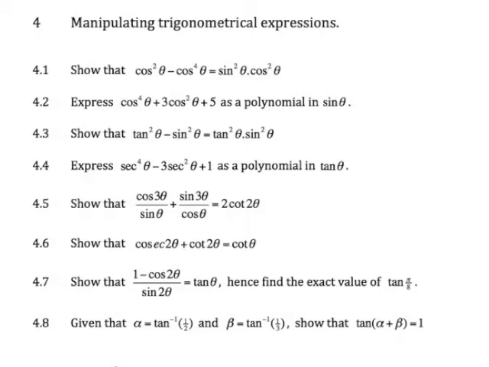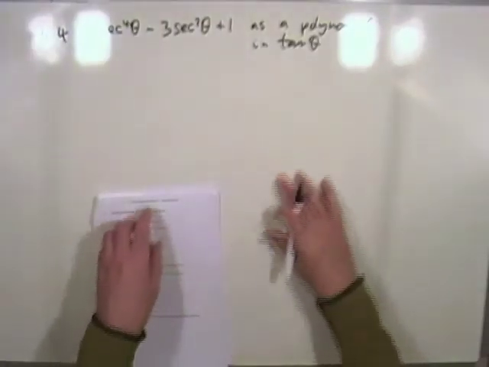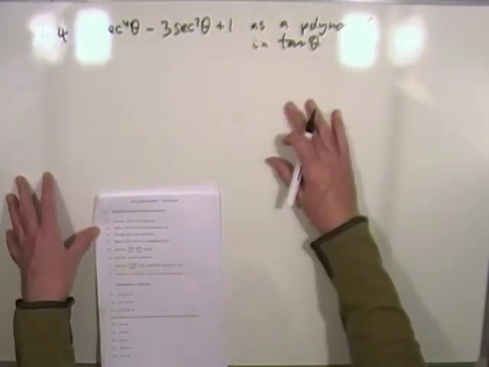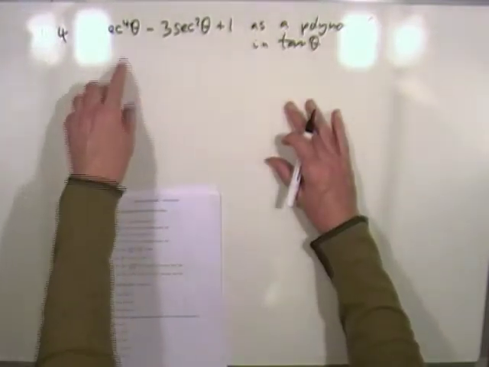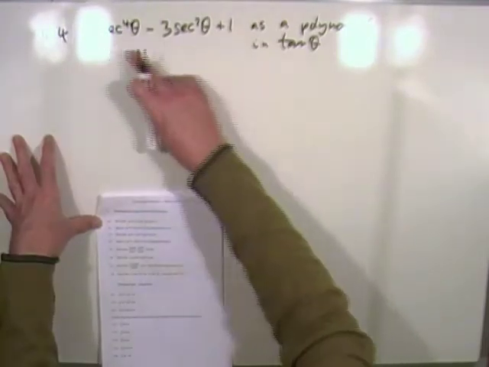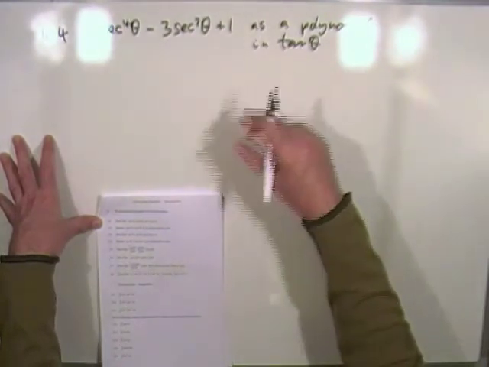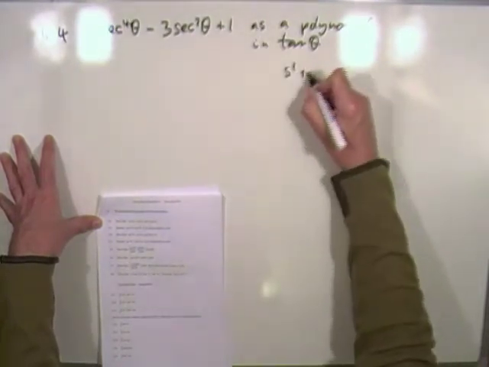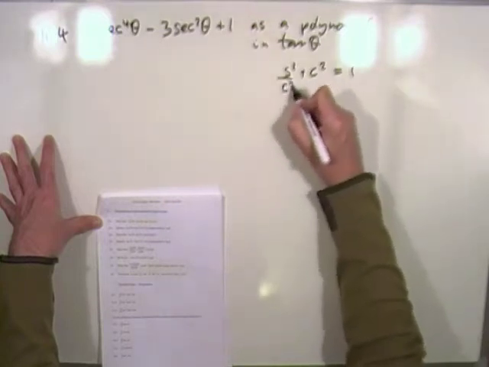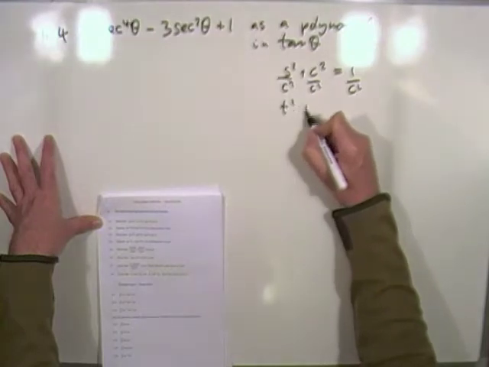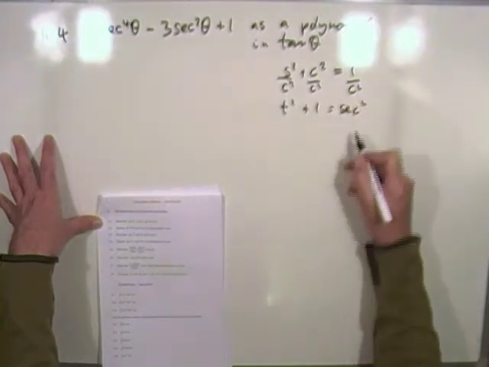And question 4.4. 4.4 now. This time using the reciprocal of cosine, the secant. So here's a polynomial in sec. You have to rearrange it into a polynomial in tan. Well, you've got the same connection as you had with sine squared plus cos squared equals 1. If you divide everything by cos squared, then that's going to make tan squared plus 1 equals sec squared.